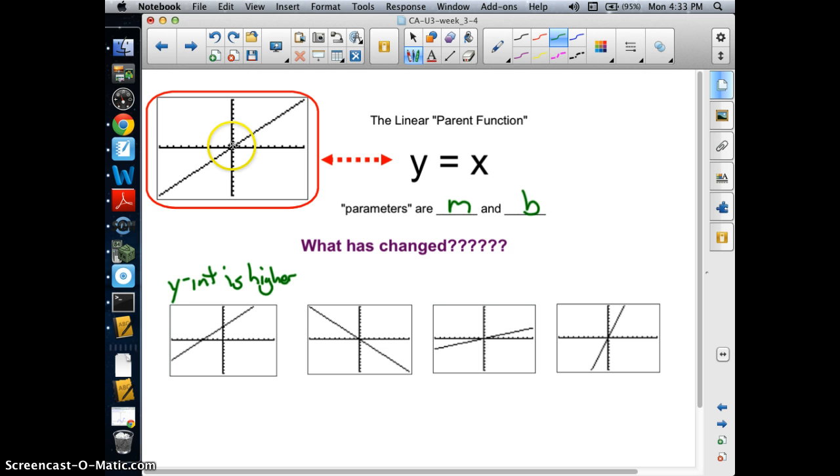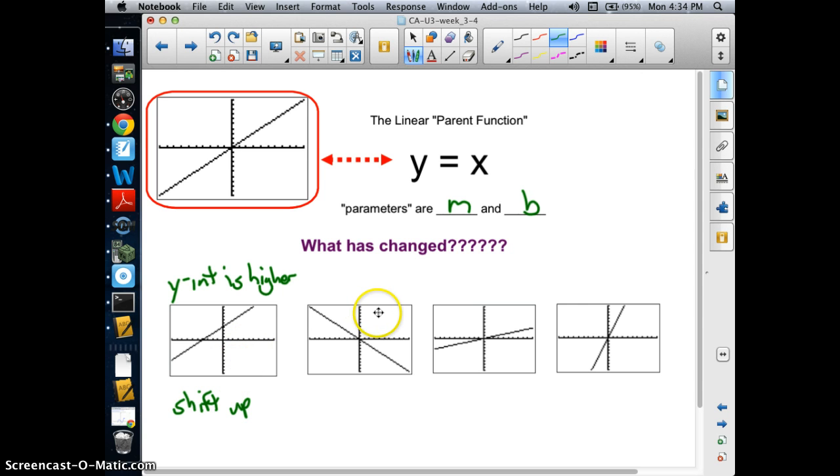Here it was 0. And so that's called a shift up or a translation. Okay? And of course, it could have just as easily been moved down, and we would have said that it shifted down. And so changing the y-intercept has the effect of moving the line up or down.